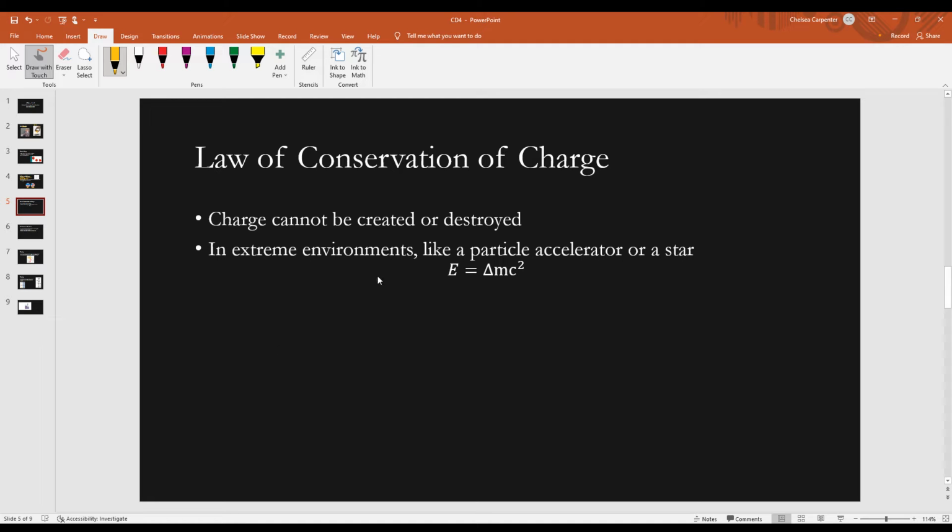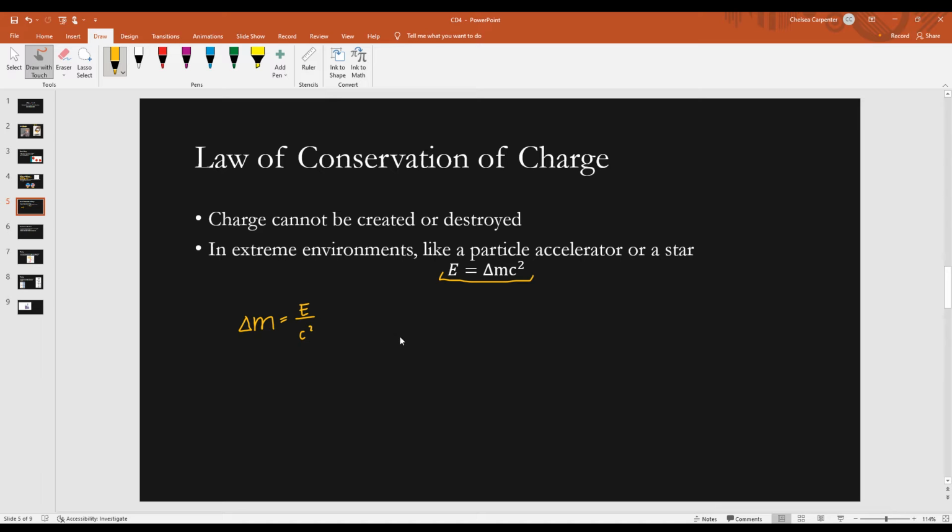In extreme environments, though, like a particle accelerator or some sort of fusion reaction inside of a star, we can have particles being created or particles being destroyed. And that's described by that famous equation E equals mc squared. So let's say we're in one of those extreme environments and we have some change of mass. And that would be described by energy over c squared, where c is the speed of light.